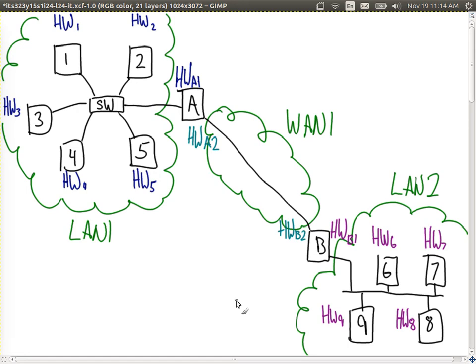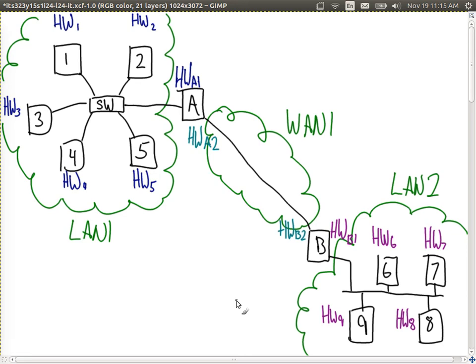In each of the component networks, LAN 1, LAN 2, the wide area network, we use some technology to communicate inside that network, and that may specify the type of addresses, maybe a 48-bit address in LAN 1. Maybe in the wide area network, the addresses are just 0 and 1. There's just two devices, just a 1-bit address to identify. Even they may not have an address if it's a point-to-point link. And in LAN 2, maybe different types of addresses. If B wants to send to 8, B needs to know the destination is HW8. If 5 wants to send to A, it needs to know the destination is HWA1, the address of the computer A on that LAN.